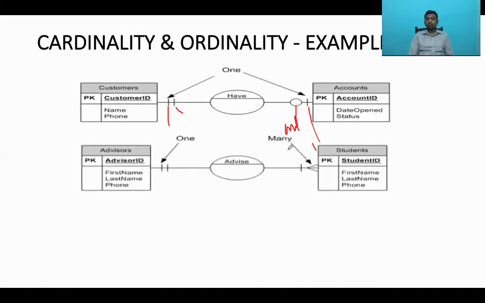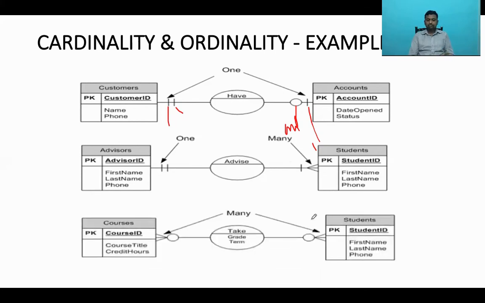Now here I have a one-to-many relationship. In this, one advisor can advise one student or more than one student. I'll repeat, one advisor can advise one or more students. So it is a one-to-many relationship. Now, what is the cardinality here? Cardinality is many. What is the ordinality here? One.